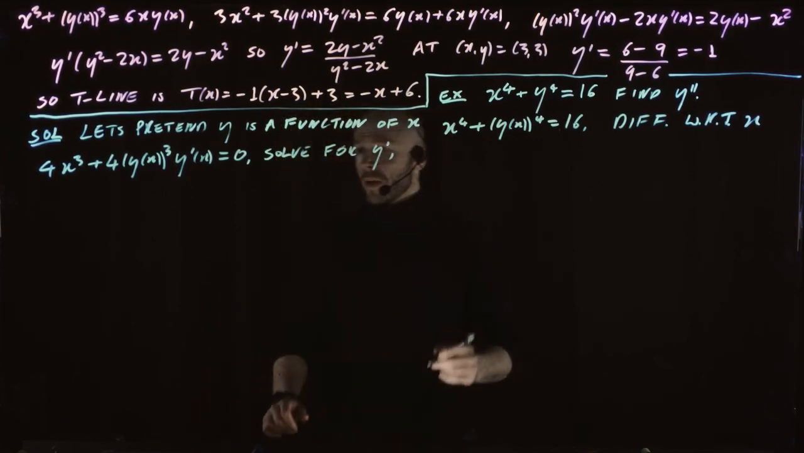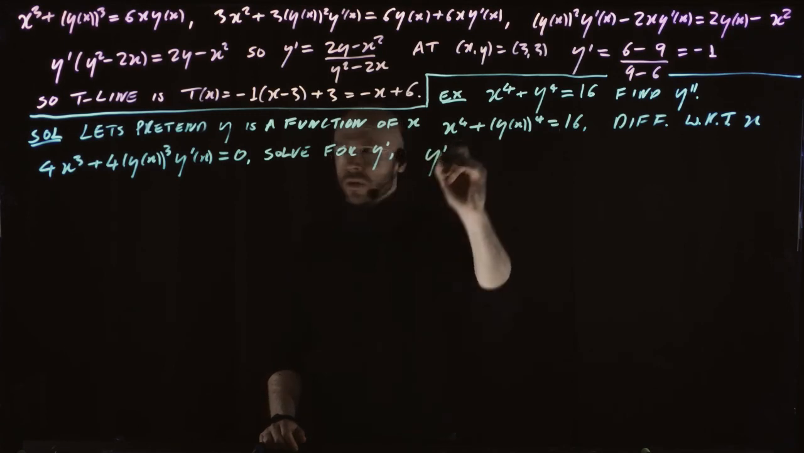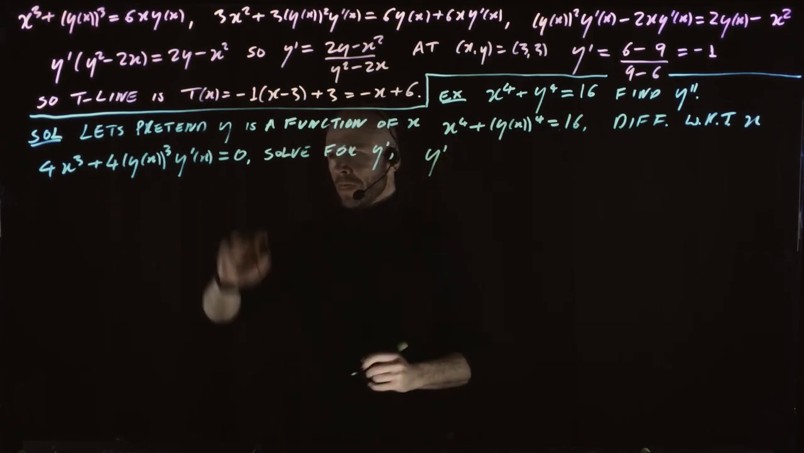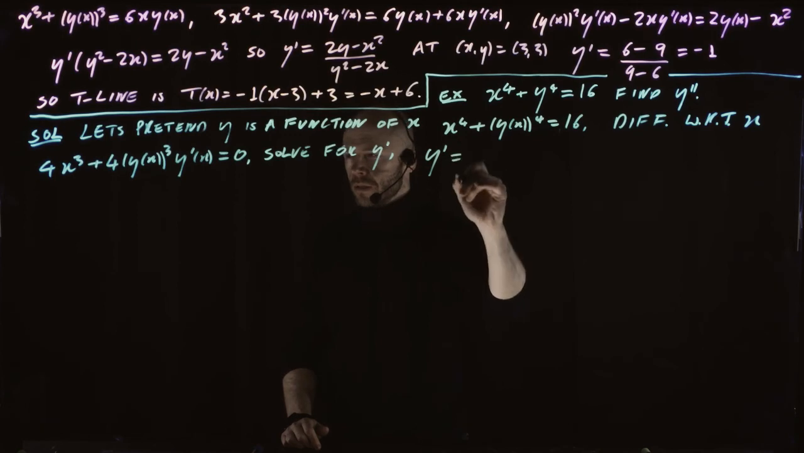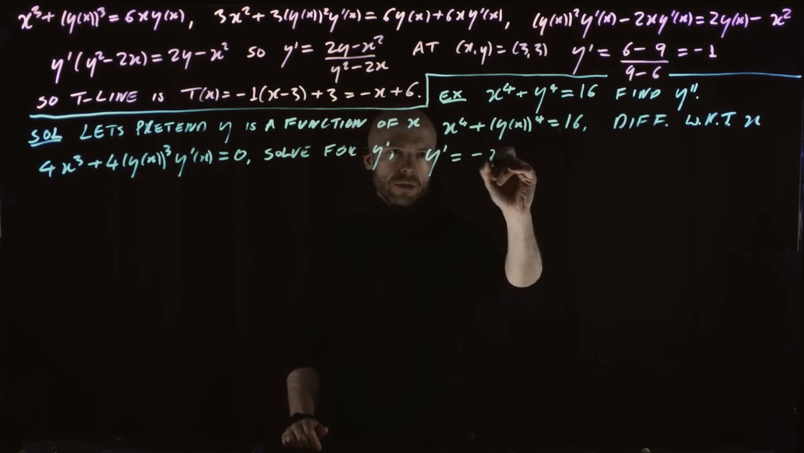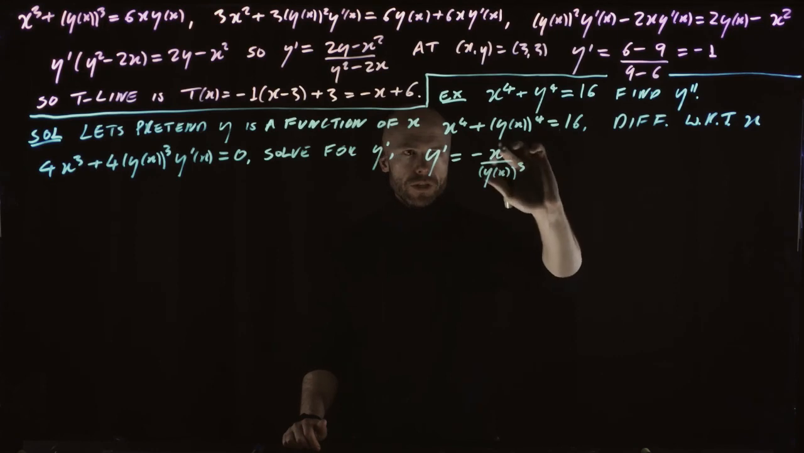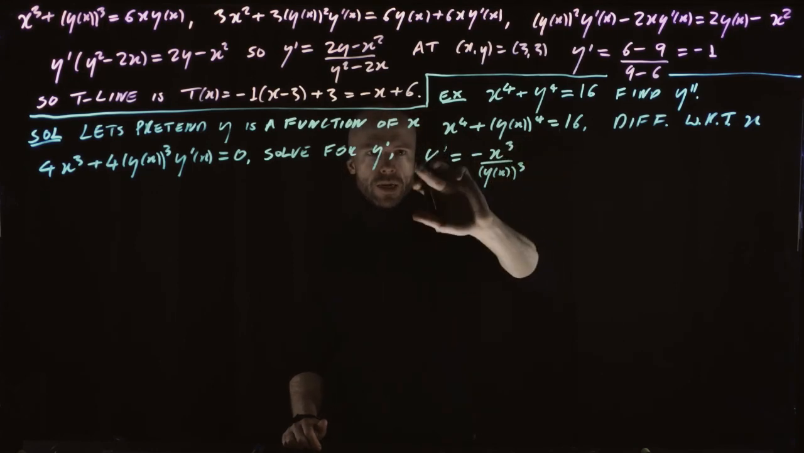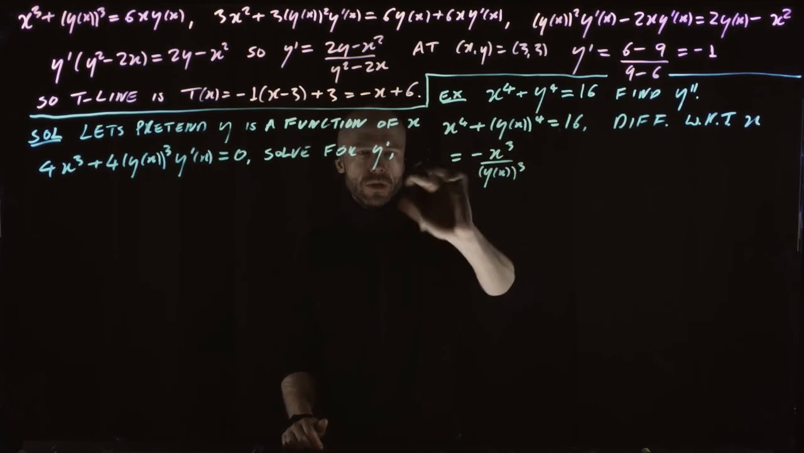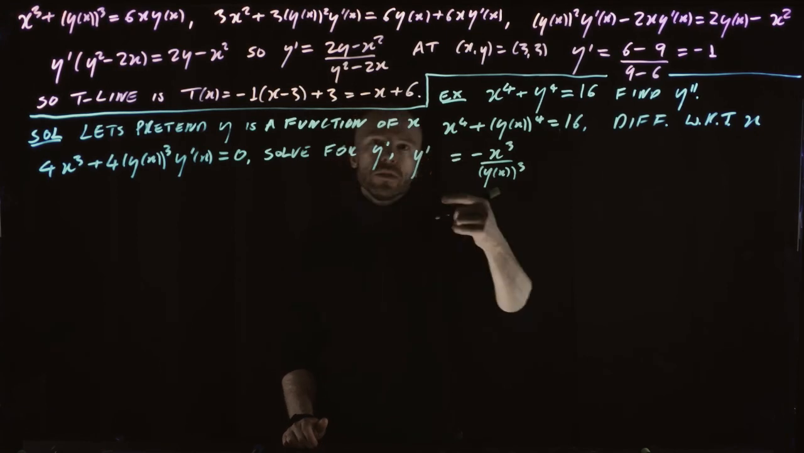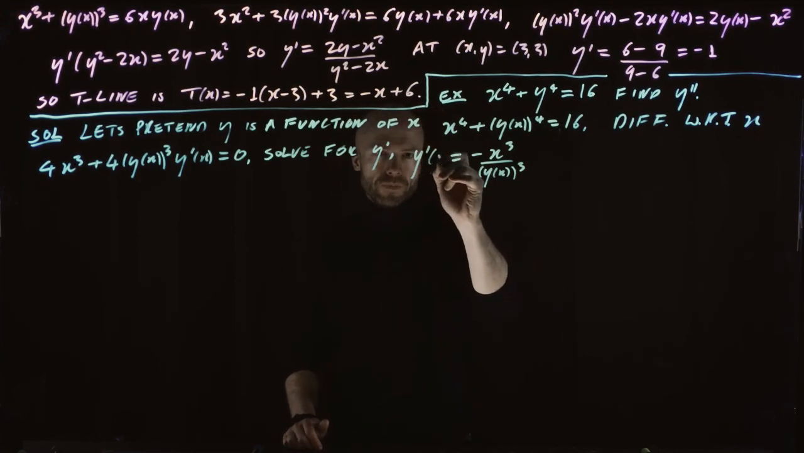We solve for y prime. We can divide by 4 straight away, and y prime is just going to be minus x to the 3 over y of x to the power 3. So we are not done with the differentiation at all, because we're doing the second derivative. So we are not going to replace y of x with y yet.